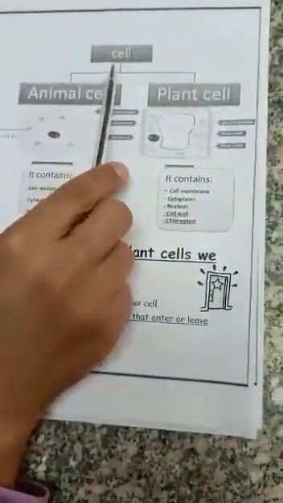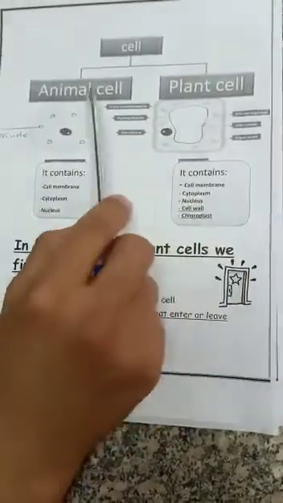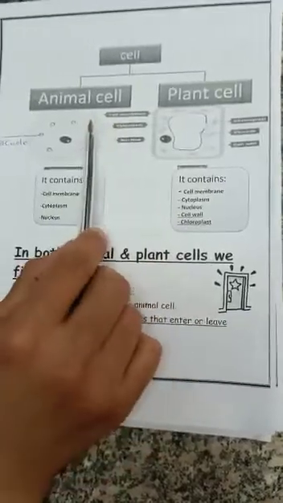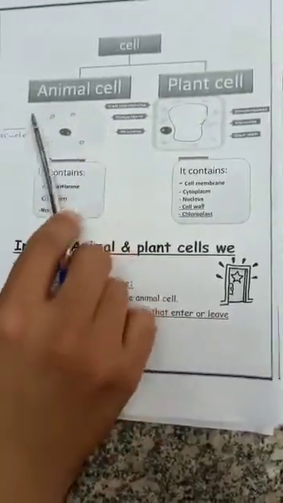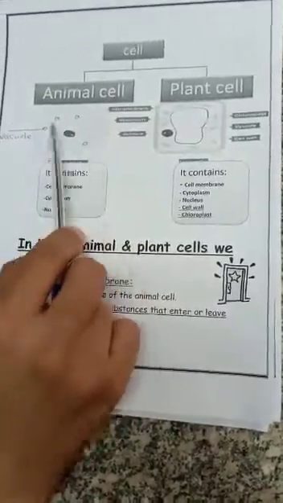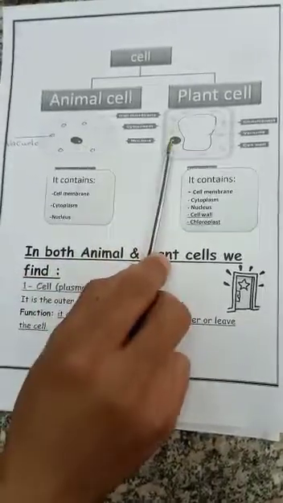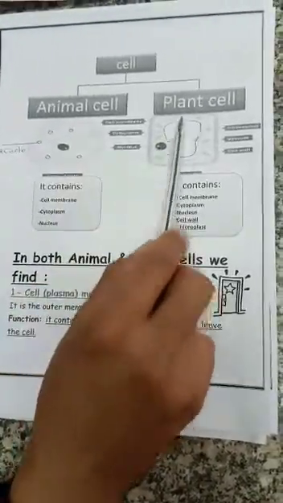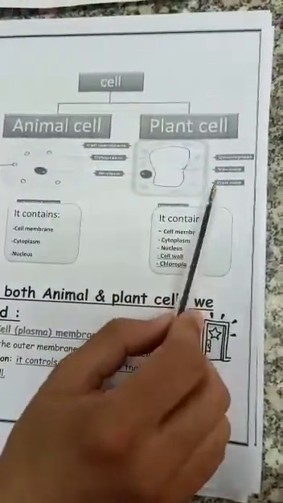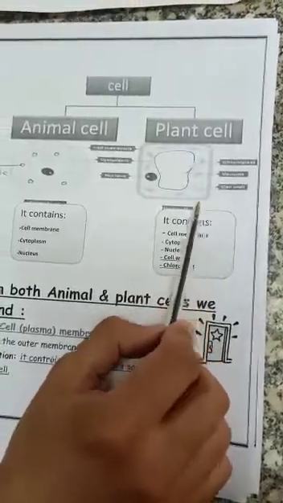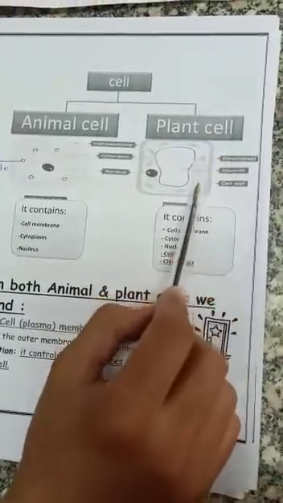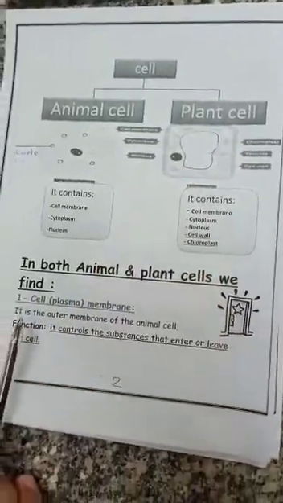We have two types of cell: animal cell and plant cell. In both animal and plant cells, we find the same parts. Number one is called the cell membrane. Number two is called cytoplasm. Number three, nucleus. Number four, vacuoles. In plant cells only, we find special parts like the cell wall and chloroplast. Now, what is the function of these parts?